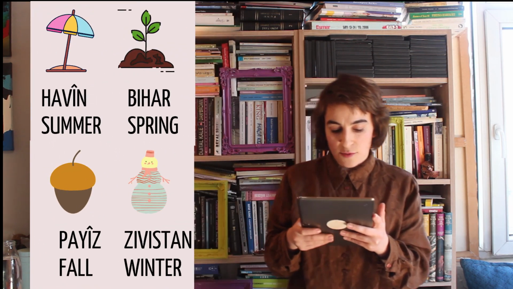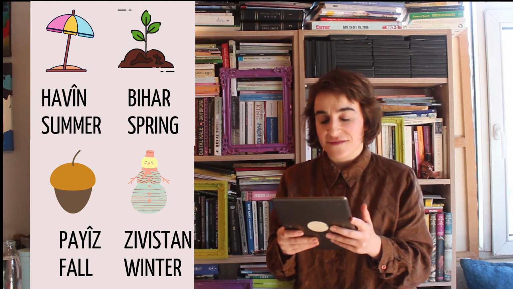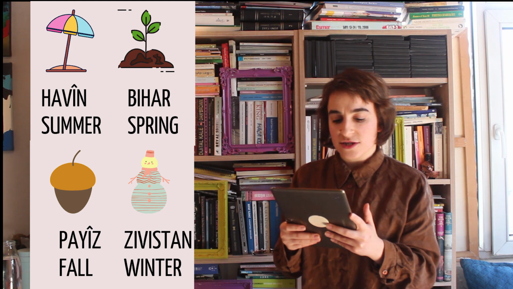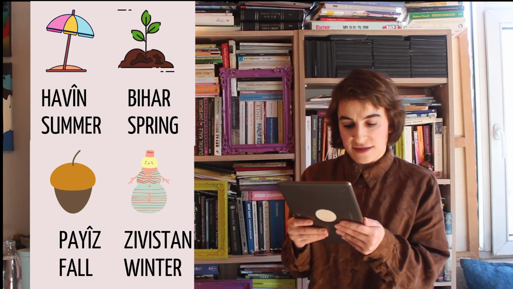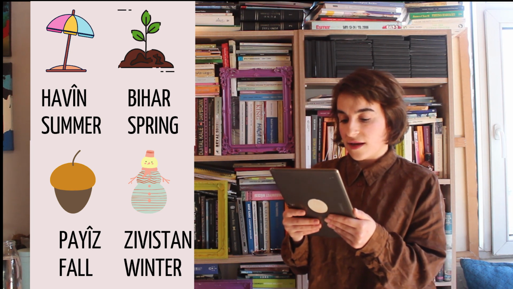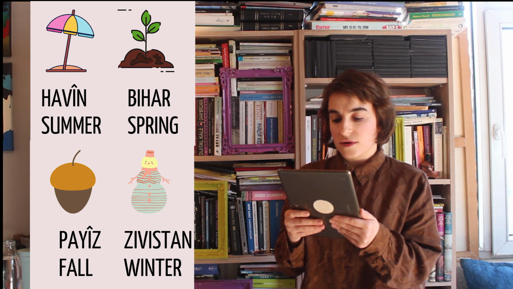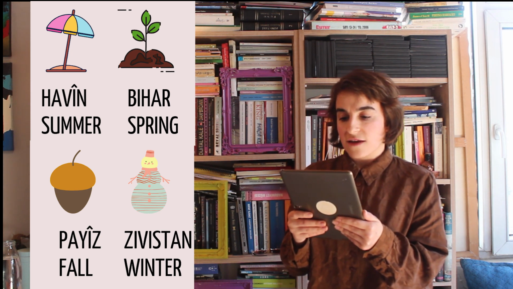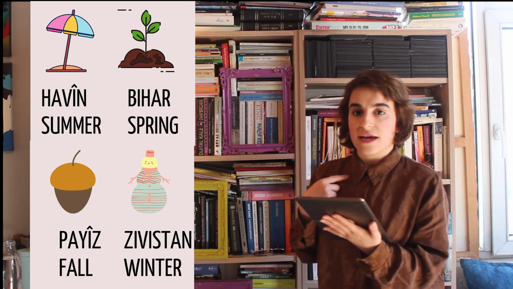So let's start. As you see, as in all languages, we have 4 seasons in Kurdish. For summer, we have Havin. For spring, we have Bahar. For fall, we have Pais. And for winter, we have Zivistan.